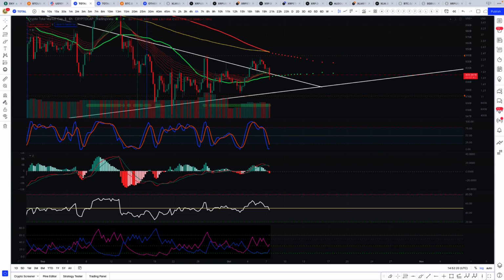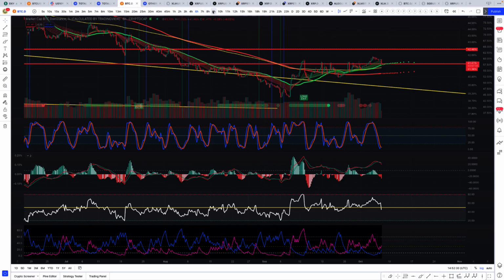But I wouldn't like to see us roll over in this EMA ribbon, flip bearish again. I'd like to see us get out of here kind of soon. And then Bitcoin dominance chart, looking like we're having a pull down today.